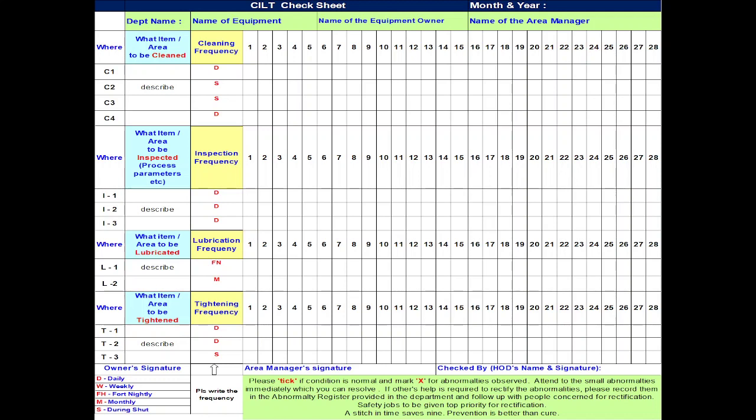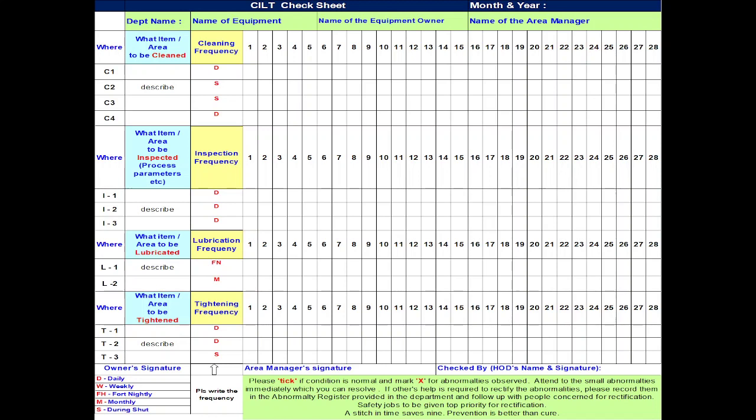The remaining columns are dates of the 1 month. These are the dates of the month. If you have carried out the CILT activities and there are no abnormalities noticed, then just mark a tick against the day column individually for all the CILT activities. If you have noticed abnormalities either in cleaning, inspection, lubrication, tightening, then mark with X in the particular day column and corresponding CILT rows. Attend to small abnormalities immediately which you can resolve by yourself.